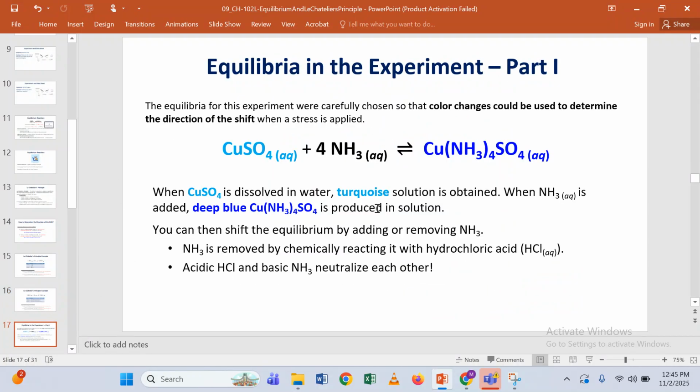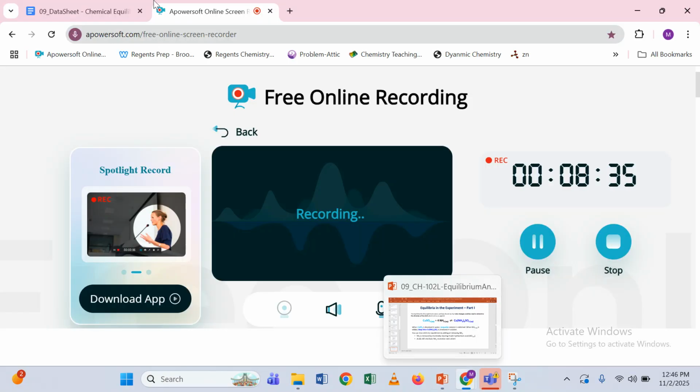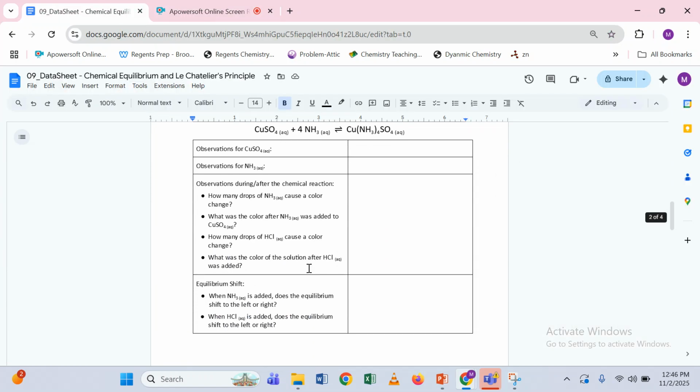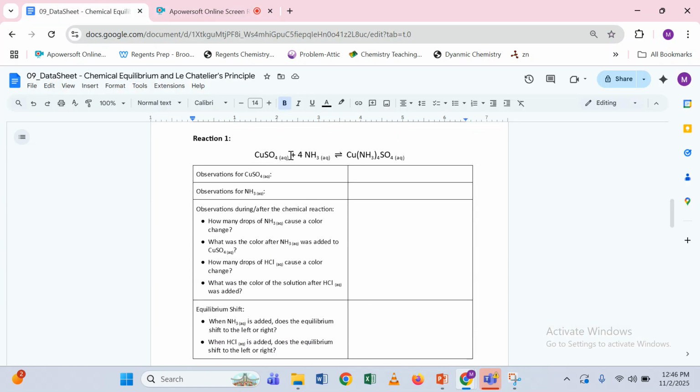Now let's look at the experiment for today. Make sure you're filling out the data sheet. And again, the data sheet is right here, which is experiment number 9. You are expected to fill this out. So we have reaction number 1. You're going to write your observation for CuSO4, observation for NH3. And now here you want to write observations during and after the chemical reaction.